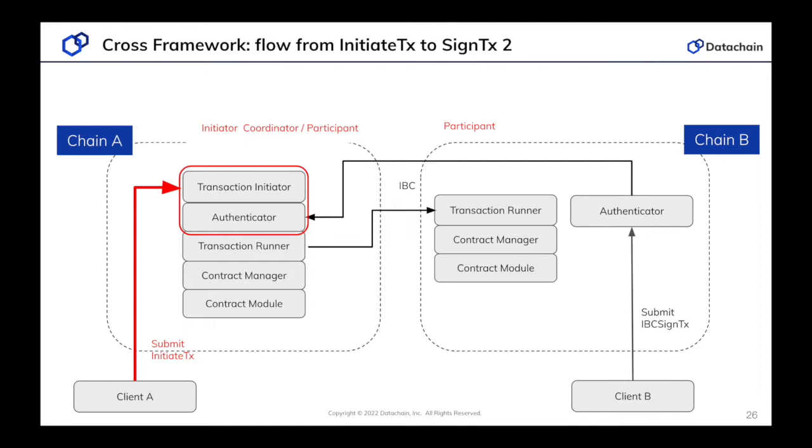At this moment, initiate TX is signed by client A first, but authentication is not completed yet. Next, client B sends IBC signed TX signed by client B. Then IBC signed TX is read by relayer to chain A. Then authenticator on chain A authenticates it. In the end, all authentication is completed. Then transaction runner is called by transaction initiator.